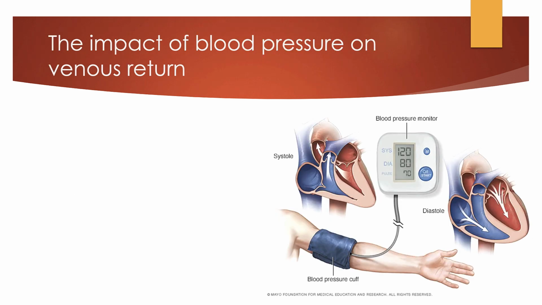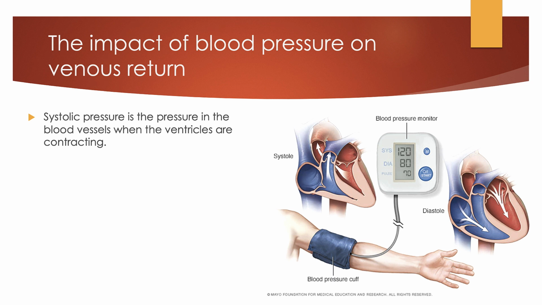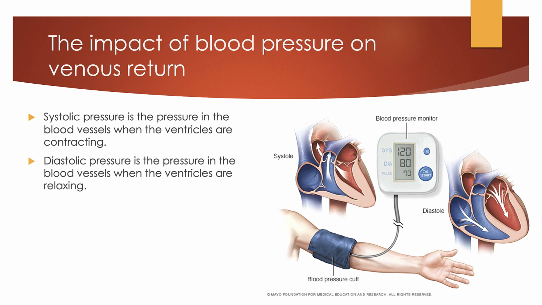The impact of blood pressure on venous return. Systolic pressure is the pressure in the blood vessels when the ventricles are contracting, and diastolic pressure is the pressure in the blood vessels when the ventricles are relaxing. When systolic pressure decreases, there is a decrease in venous return.